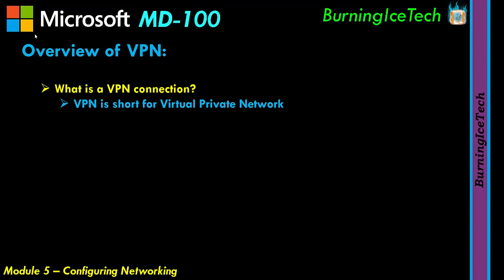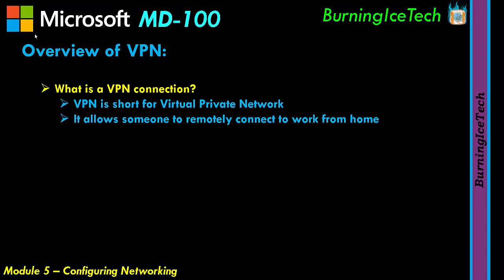So VPN is an abbreviation. It allows someone to remotely connect to work from home. That's the main goal here, and that's the main thing people use it for. And I think, I could be wrong here, that's what it is actually designed to do: to allow people to work from home and connect to some place like the office. It's absolutely not the only thing we use it for these days.